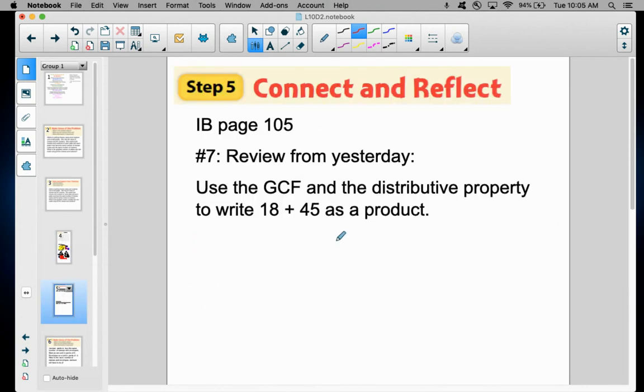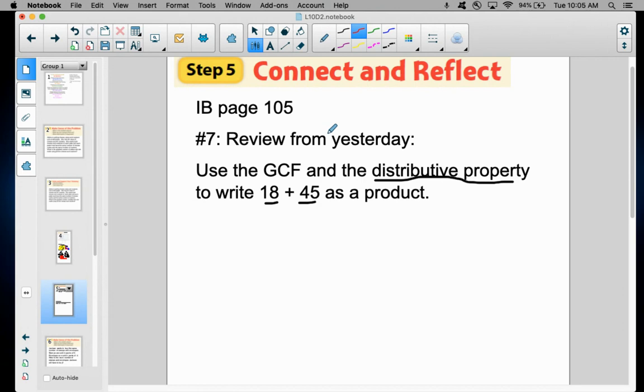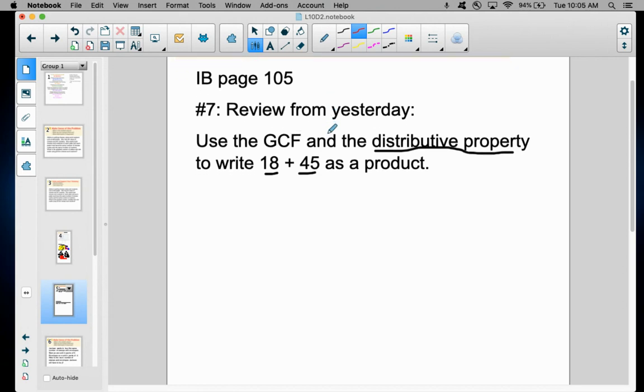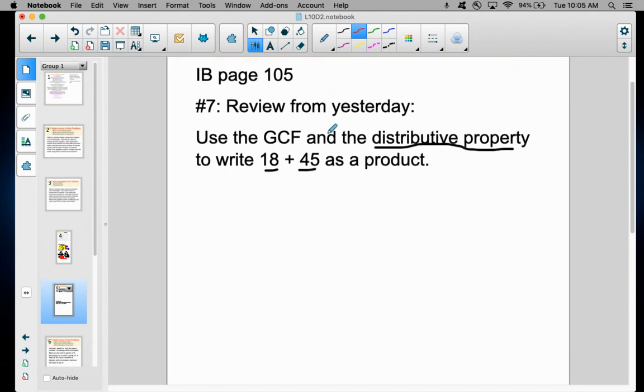The other thing we did in class today was review the distributive property. We talked about that yesterday. And we're going to use the GCF and the distributive property to write 18 and 45 as a product. So we did two more examples just to try to get us more used to how this works because it does take a little bit of practice. So I'm just going to go through that with you briefly.